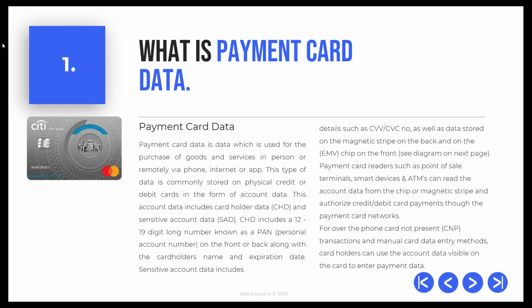Cardholder data usually includes a 12 to 19 digit long number known as a PAN number, or personal account number, which may appear on the front or back of a card, along with the cardholder's name and expiration date. Sensitive account data includes even more sensitive data such as PIN codes, CVV numbers, sometimes called CVC numbers, and other authentication data. Virtual cards will usually only have the PAN number, a cardholder name, and the expiration date somewhere on the card.